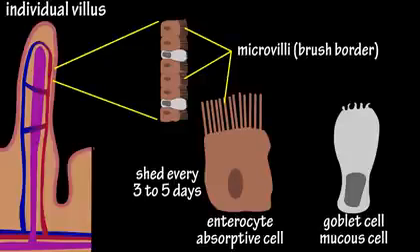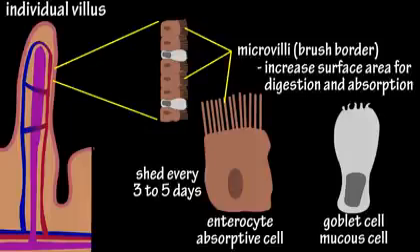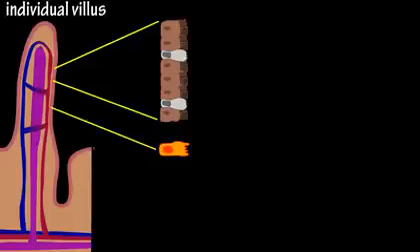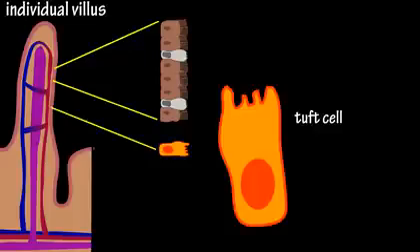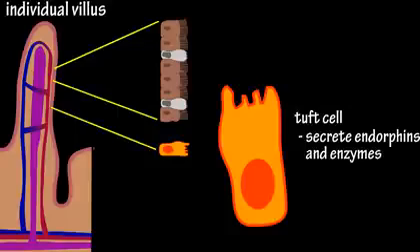This brush border contains enzymes that complete the chemical digestion or breakdown of nutrients before absorption takes place. These microvilli increase the surface area even more, providing for even greater digestion and absorption. Scattered throughout the surface of a villus are also tuft cells, which are believed to secrete endorphins and enzymes that make prostaglandins, which are a type of fat that enhances the immune system.